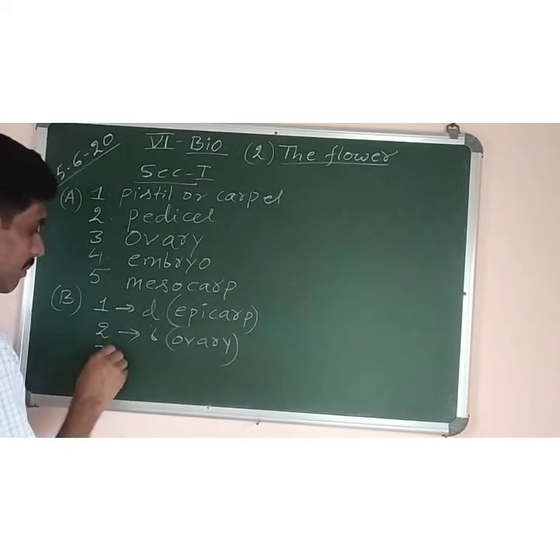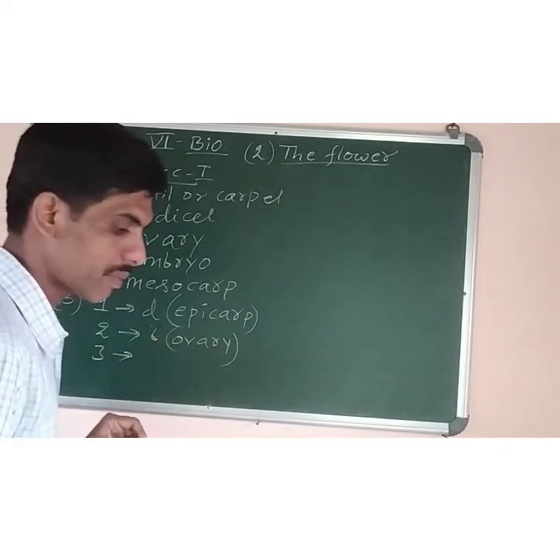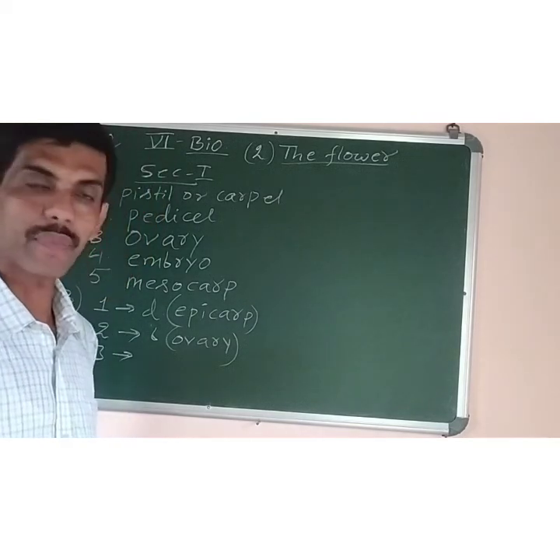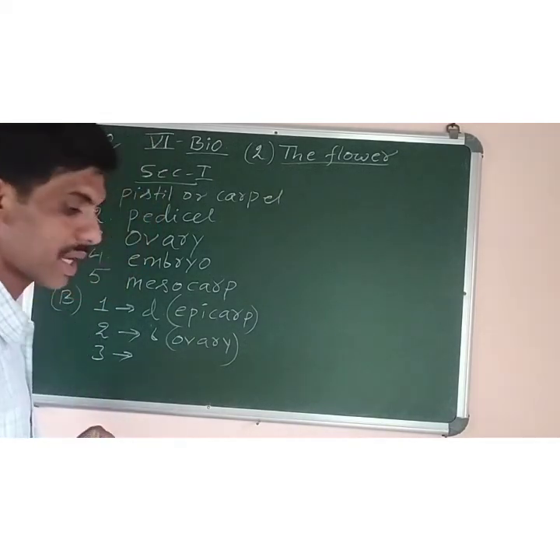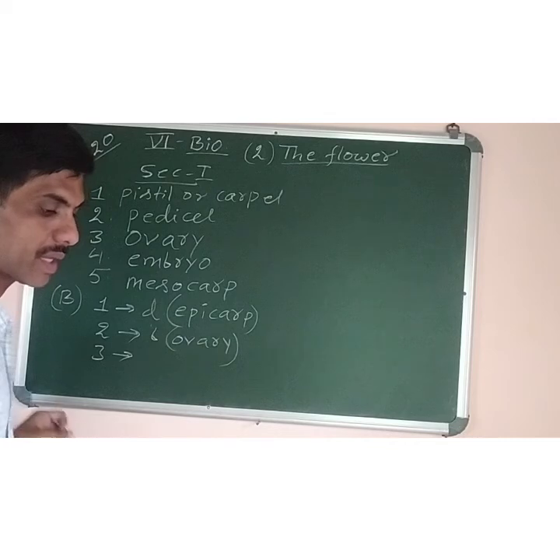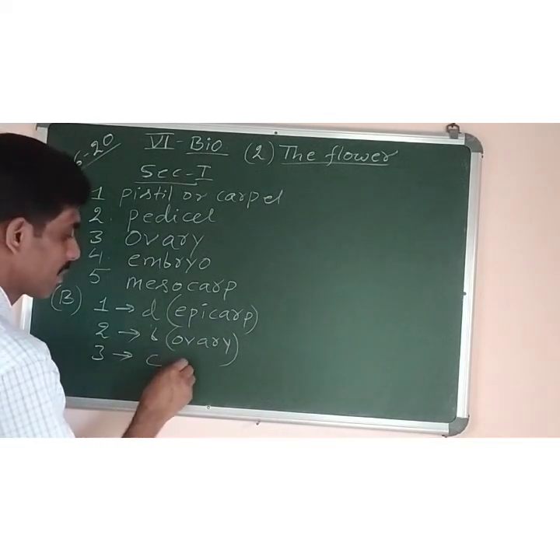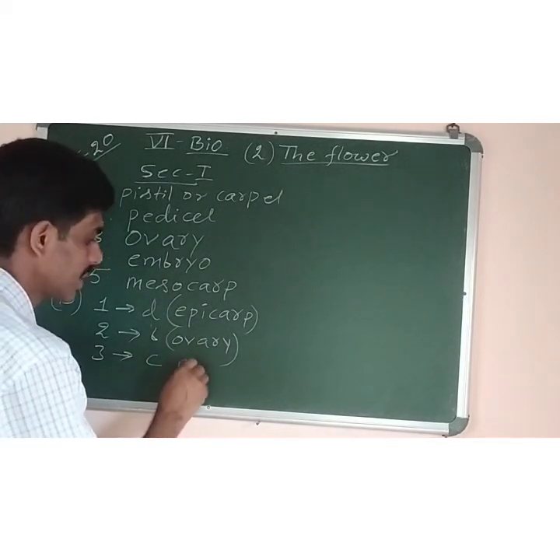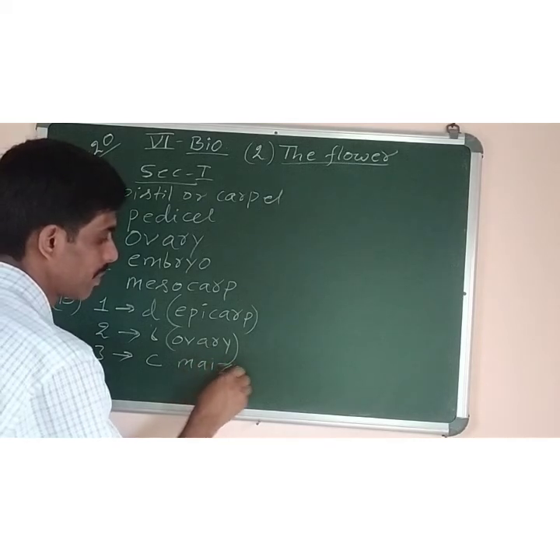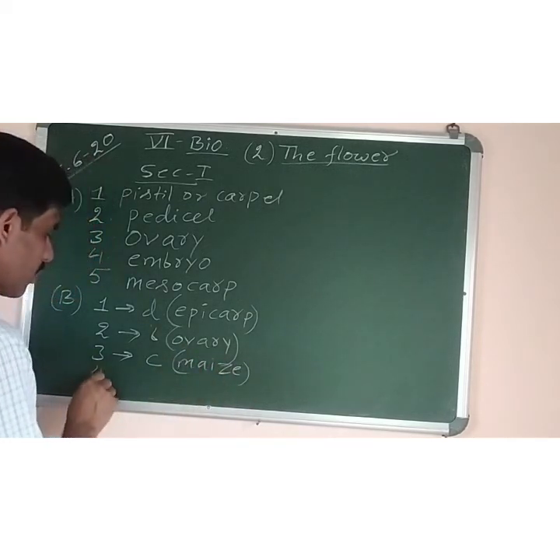Then number 3, or the third question is, which of the following is mostly pollinated by wind? The choices are sunflower, Vallisneria, maize, and hibiscus. So the correct answer is number C, that is maize. Maize is pollinated by wind.